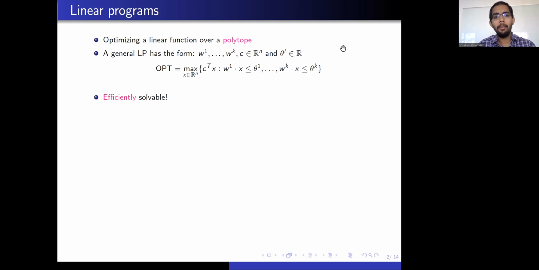What's nice about linear programs is that they are efficiently solvable. Efficient means that it's polynomial in k and n. And if you'd like to approximate opt, it's also polynomial in 1 over epsilon, if you want an epsilon approximation.